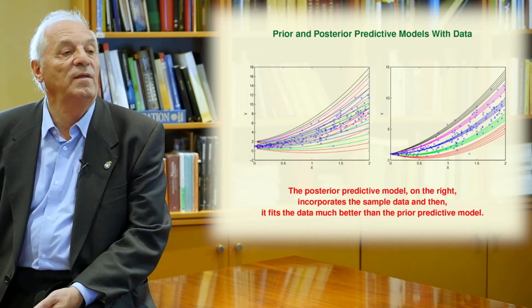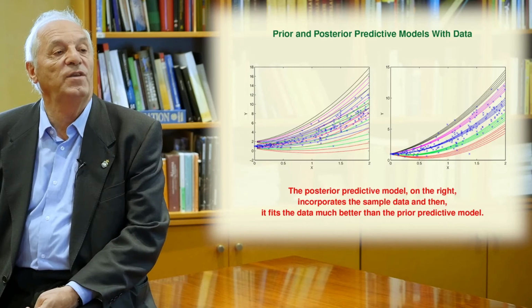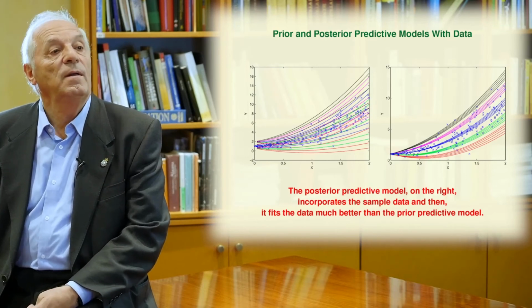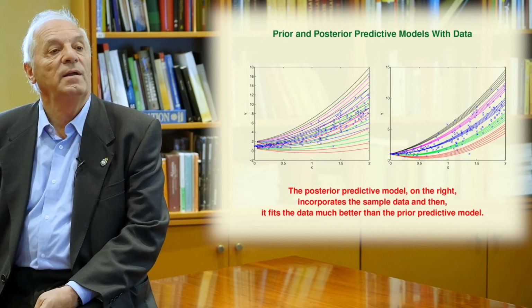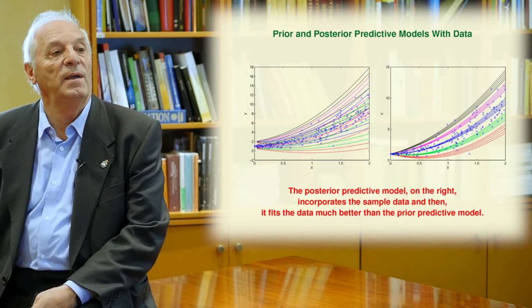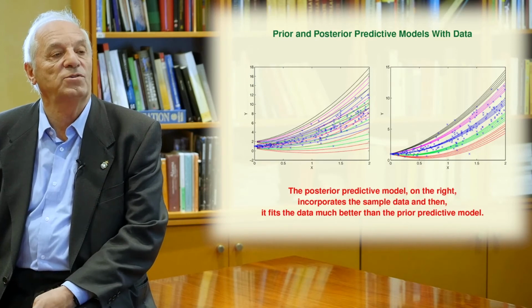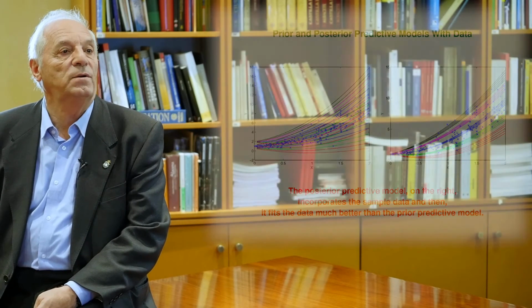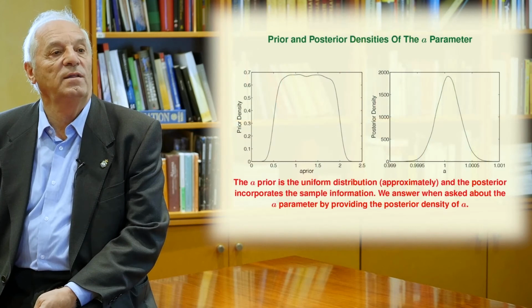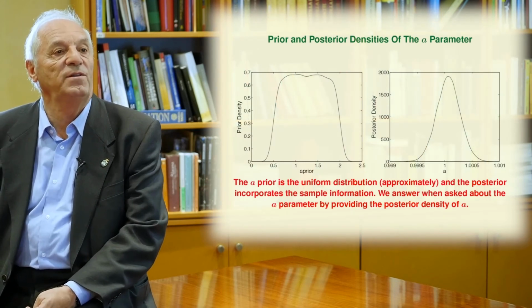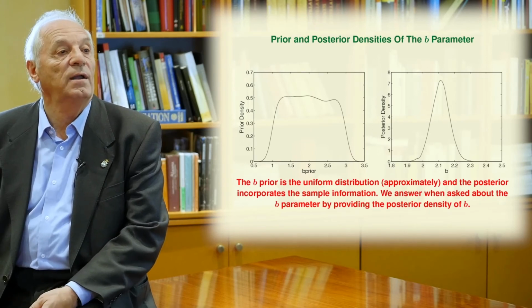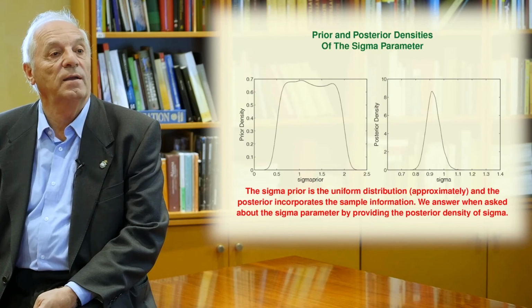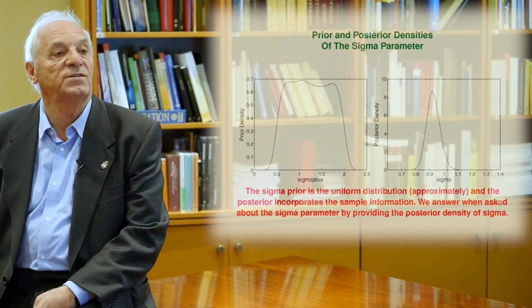In one, we have only the information from the expert, which is not very good, and in the other, you have the sample that dominates and makes the contribution of the expert negligible. And finally, we get estimates of the parameters as density functions. The priors are uninformative, so you can see they are uniform, and the posteriors are the result of our studies.